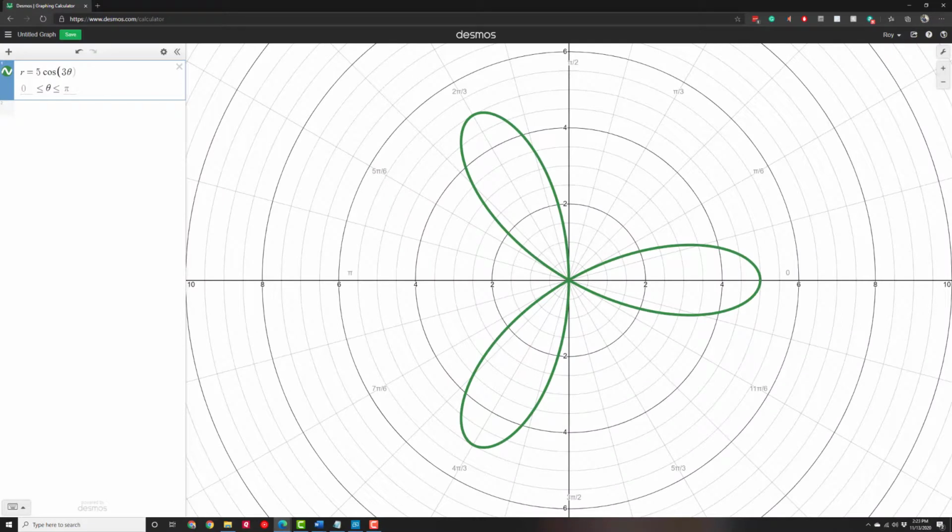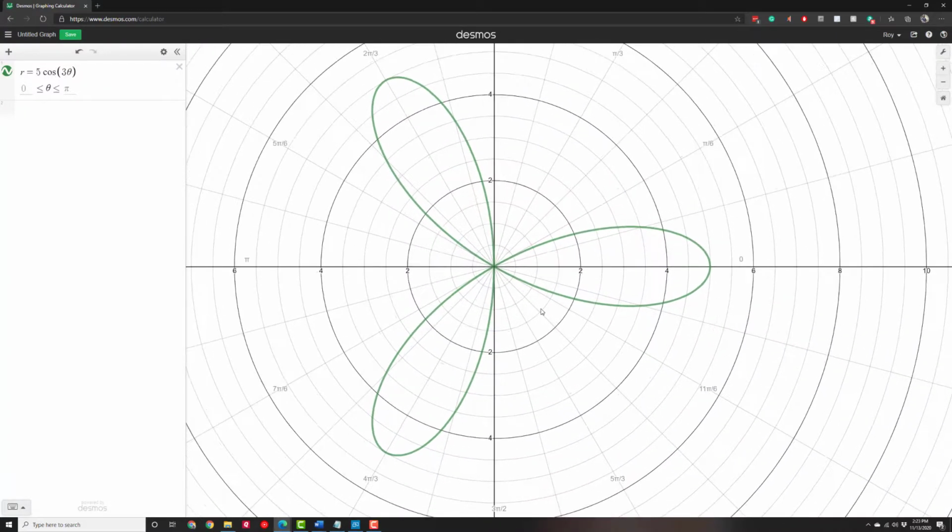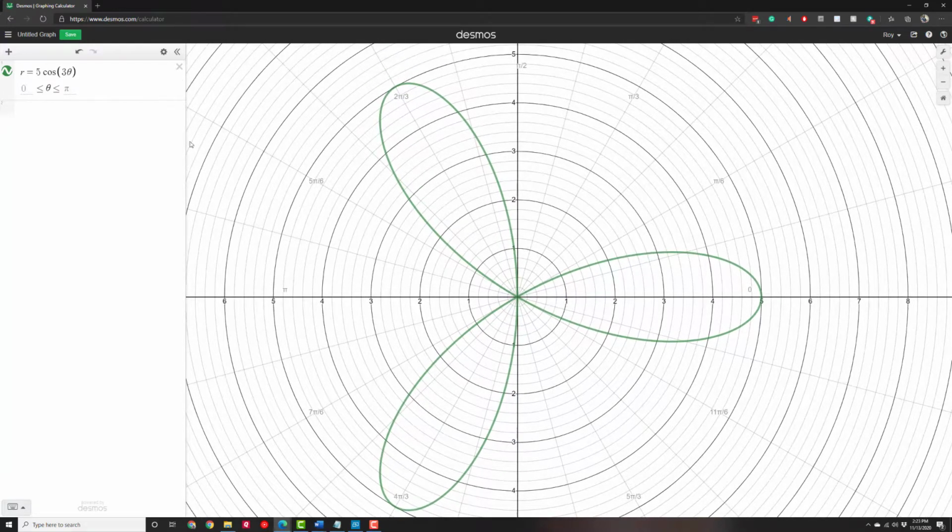The first thing I want you to notice here is that this is the graph of 5 cosine of 3 theta, and it looks identical to what we graphed. So it's perfectly fine to have this beautiful looking graph. I'm going to zoom in a little bit, but I also want to show you how to show the path of travel. To do this, what we're going to do is create a point.